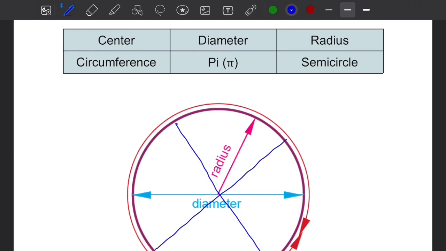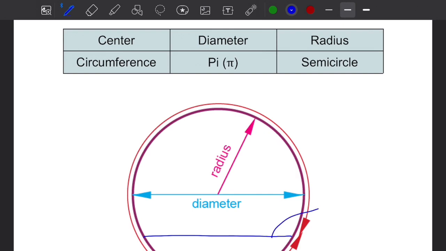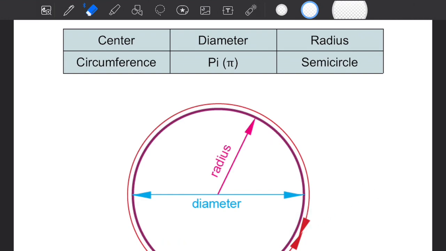Now, if you have a line that goes from one edge to another edge, but not through the center, this is not a diameter. This actually has another name in geometry. It's called a chord, but we're not going to talk about chords in this course, okay?